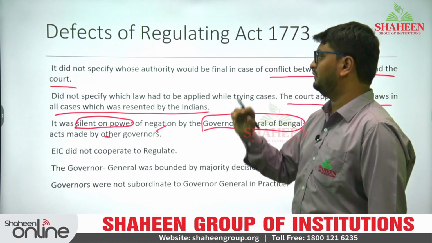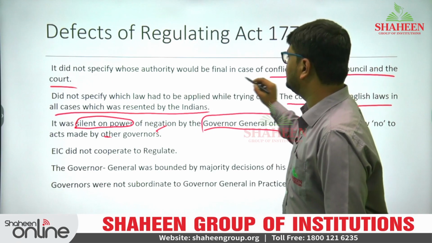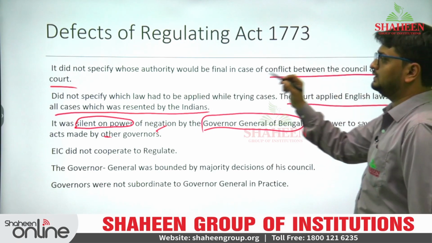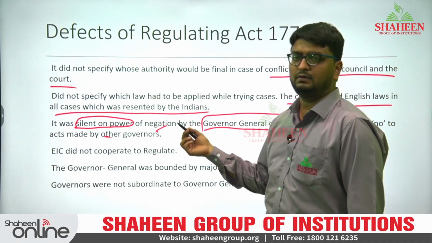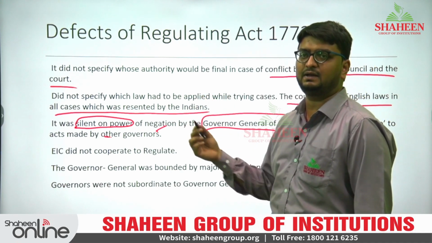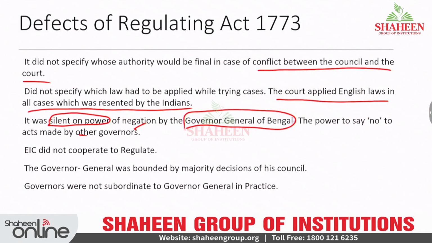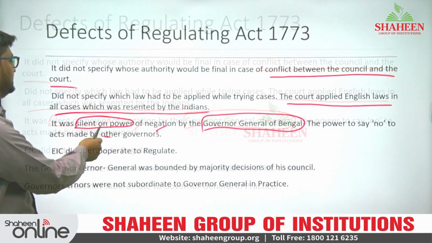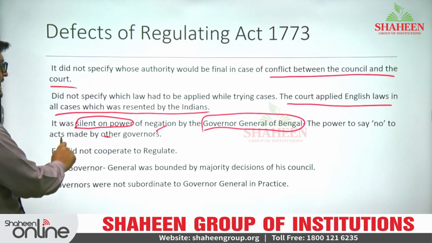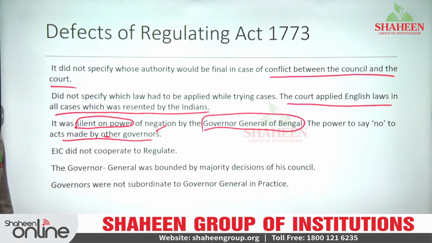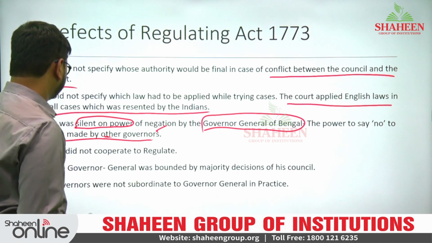So you can see two main defects. One is when there is a conflict between the council and the court, whose authority would be final was not said in the Regulating Act of 1773. And number two is that the Governor General of Bengal cannot say no, the power to say no, to the acts of the other governors. So this was the problem there.